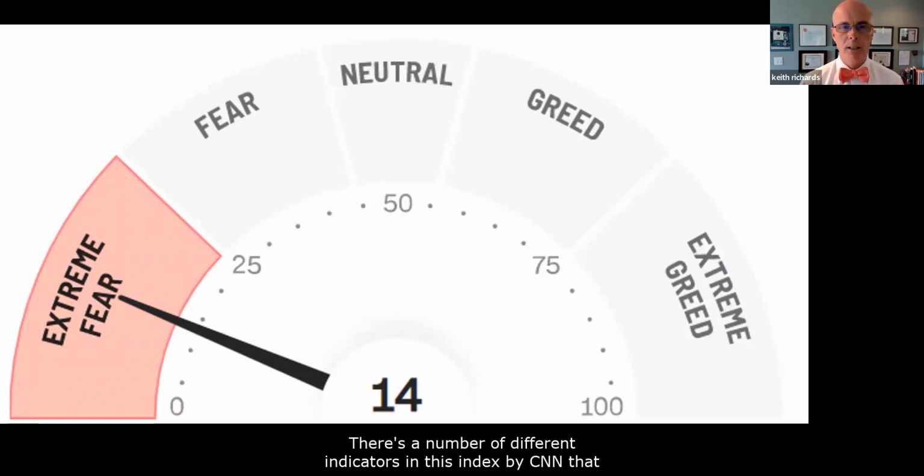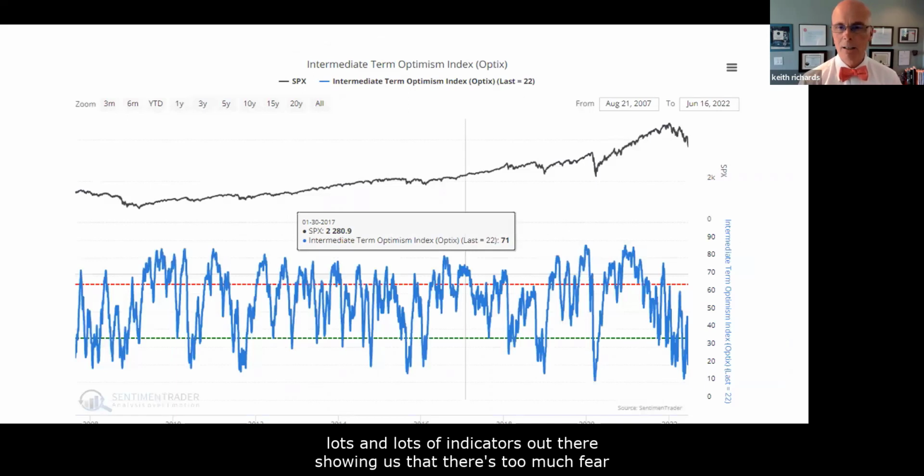There's a number of different indicators in this index by CNN that I don't cover in my own work, so I often look at it, and you can see they are looking at extreme fear. So again, lots and lots of indicators out there showing us that there's too much fear out there.